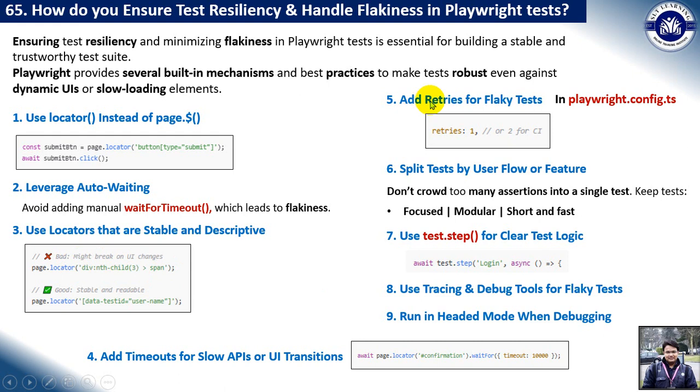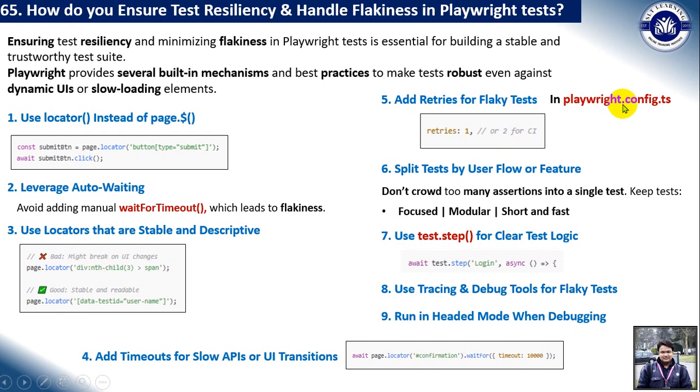Add retry for the flaky tests, so in playwright.config. So always make sure, if something fails, this is the best practice. Okay, even though you are running at the initial stage, always add a retry of 1, 2 or 3 based on your requirement.